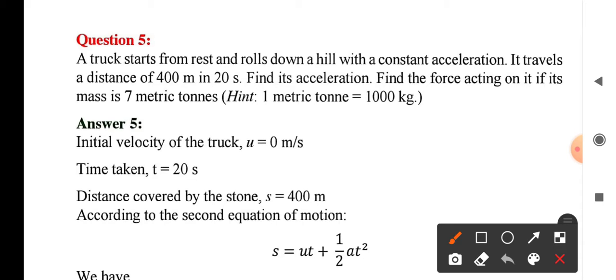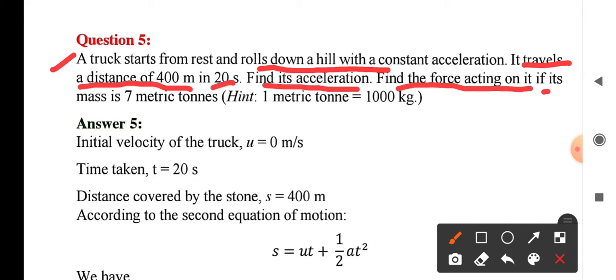A truck starts from rest and rolls down a hill with a constant acceleration. It travels a distance of 400 meter in 20 seconds. So find its acceleration and find the force acting on it if its mass is 7 metric tons.